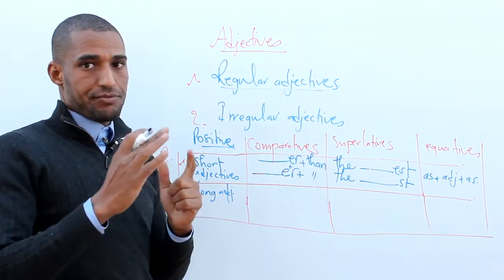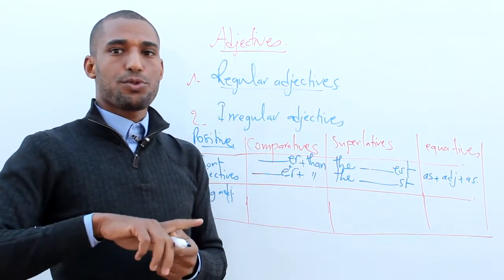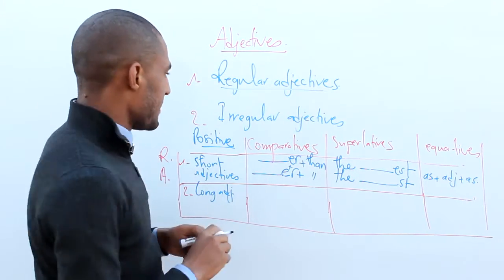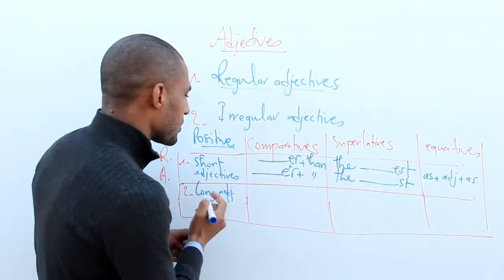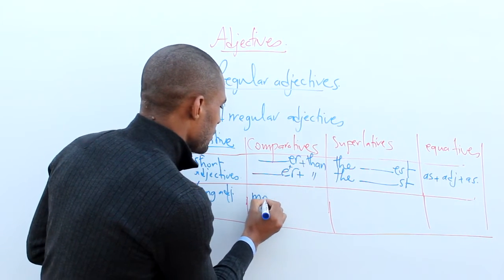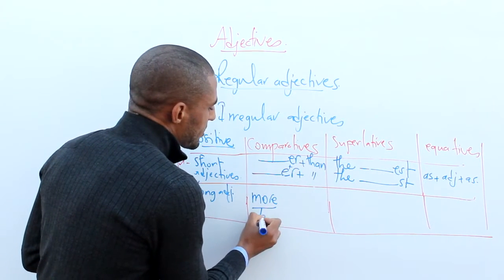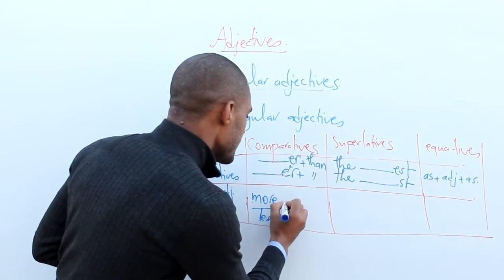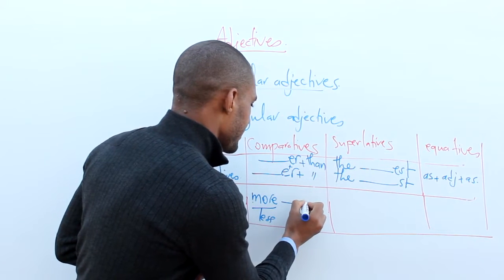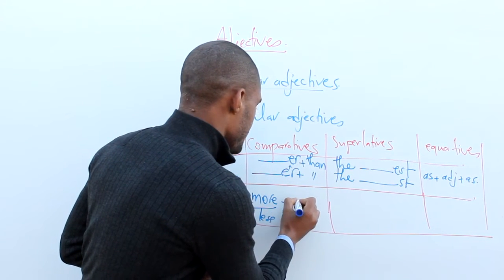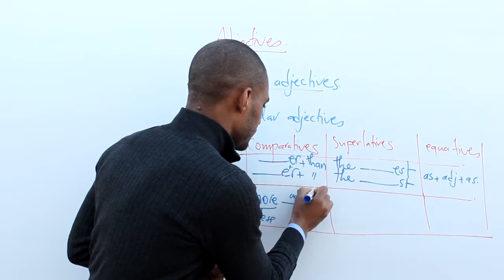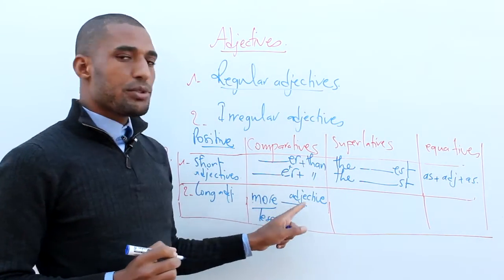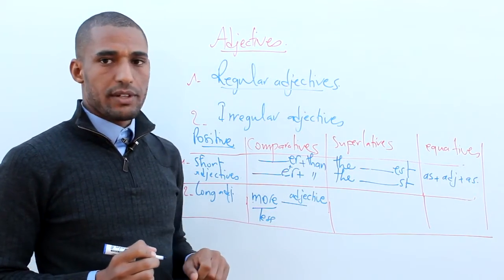A long adjective, we say it's an adjective that consists of two or more syllables. For the comparative form, we must have more or less. Why not, right? So we may have more or less, plus the adjective, right? We say more expensive, more beautiful, more interesting, and so on, right?